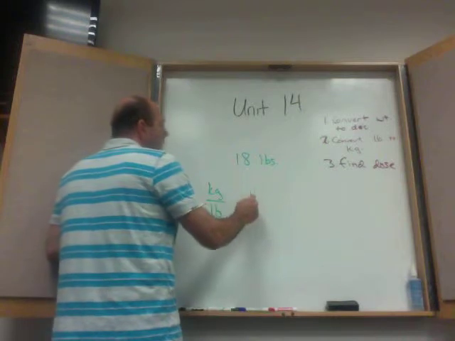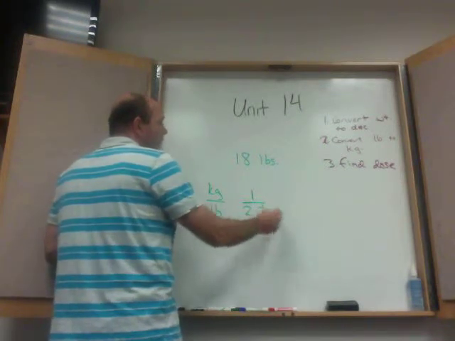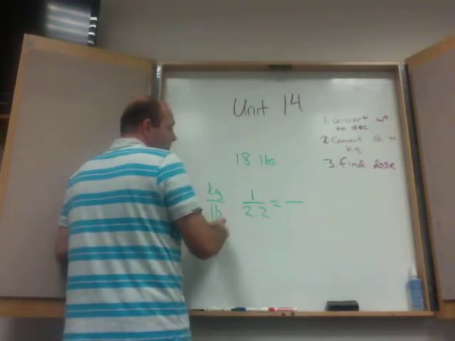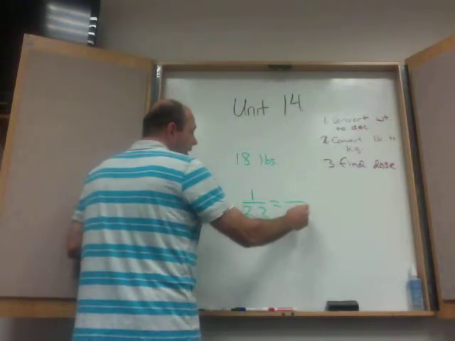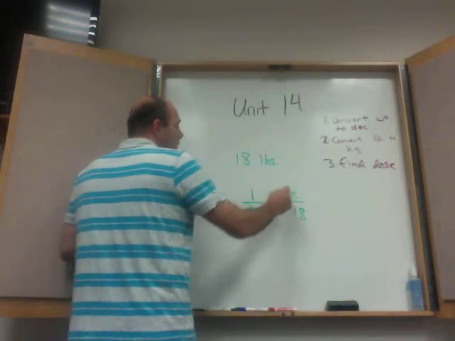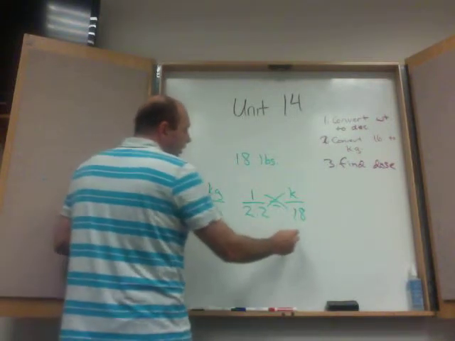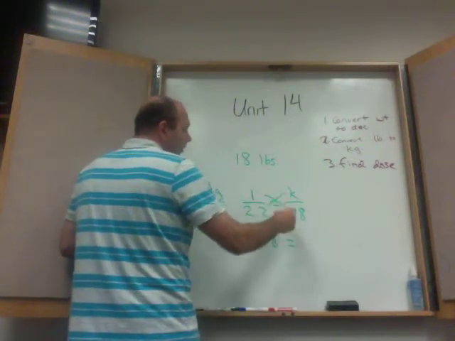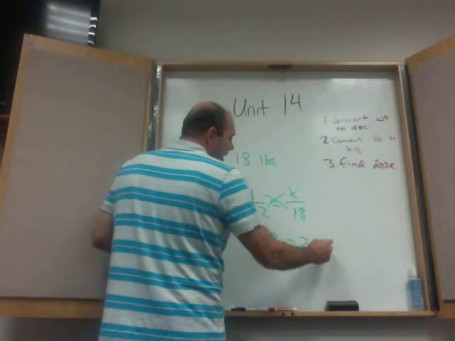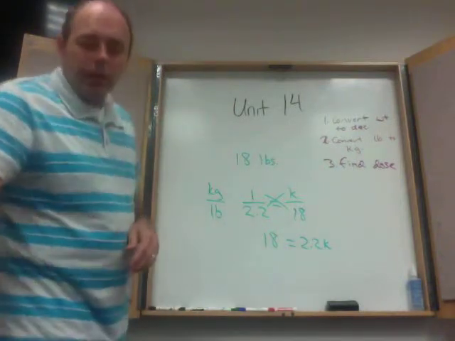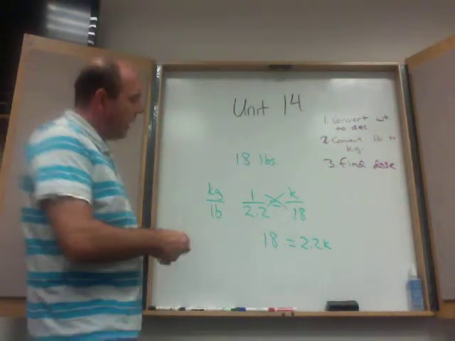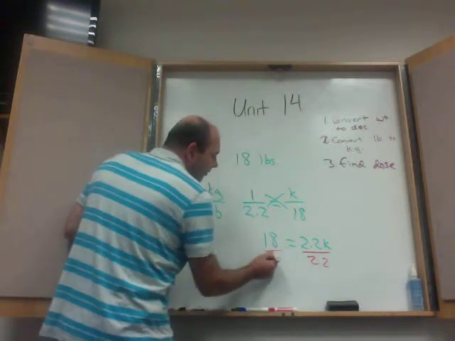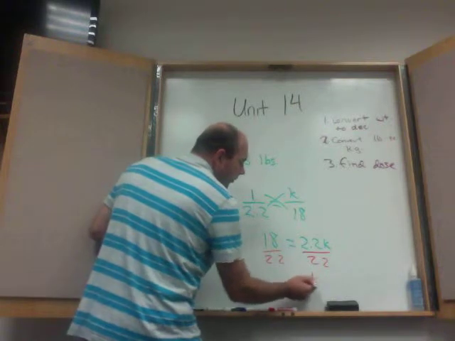I know that 1 kilogram is 2 2/10 pounds, so that would equal 18 pounds. Pounds is in the denominator. I'm going to make sure that I stay good with that. Multiply across. 1 times 18 is 18, and 18 is equal to 2 2/10 K. Now I'm going to divide both sides by 2 2/10 so that I can find out what K is equal to.